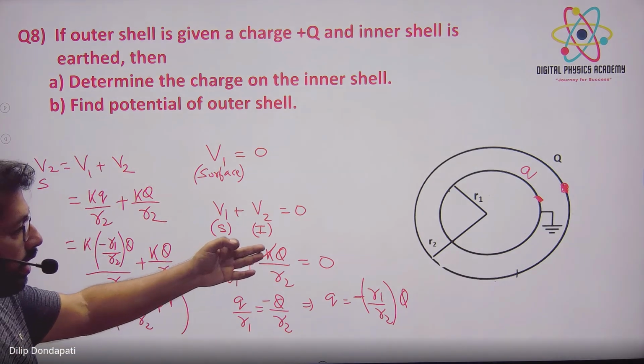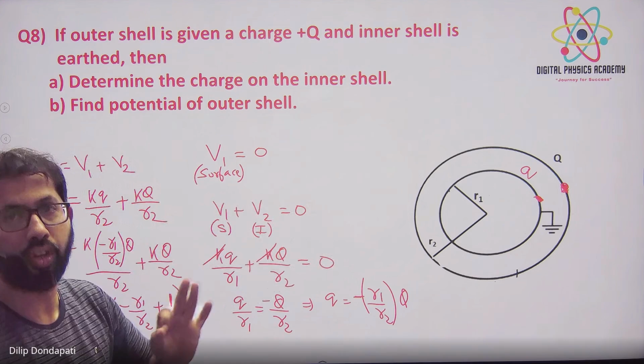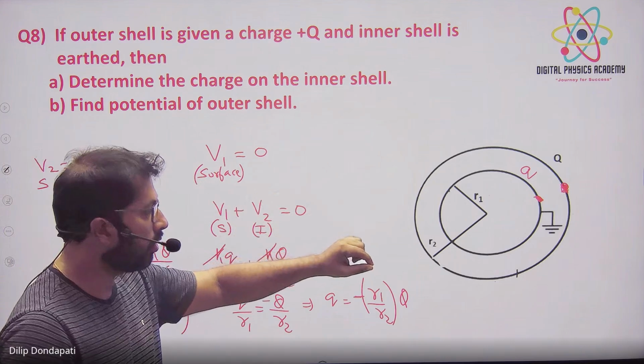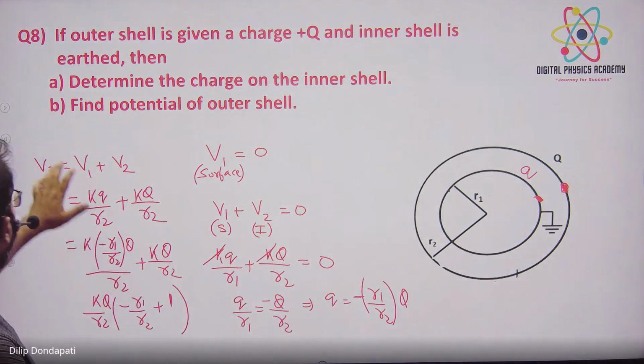So earthing is easy, right? Set the total potential equal to 0 and you'll get the answer. But the charge is not 0. Sometimes in an assertion question or multiple choice question they say the charge will be 0, and everyone thinks that because of earthing the charge will go away. It doesn't. Okay.